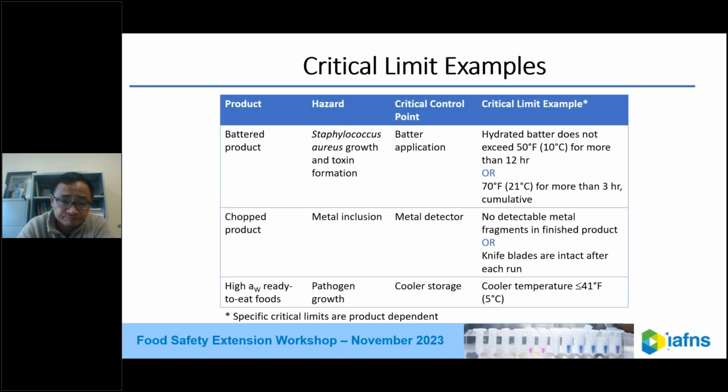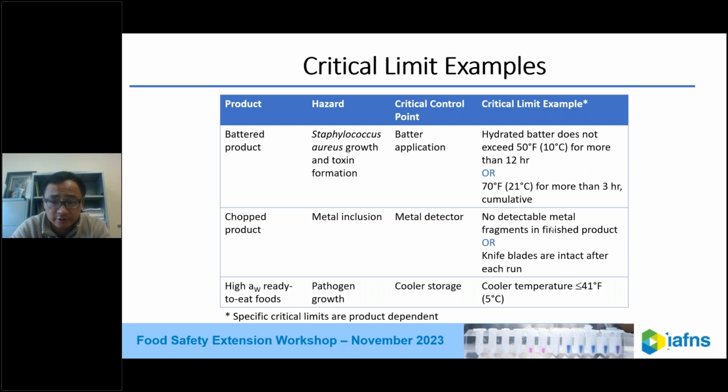So I'll give you some examples for the critical limit. On the top, you will see a battered product. Staphylococcus aureus is the hazard, and the critical control point is batter application. For the critical limit, they have two options: not exceeding 10 degrees Celsius for more than 12 hours, or increasing the temperature to 21 degrees Celsius for no more than 3 hours. However, if you use two different critical limits, these have to be pre-validated, even verified by a third party, before you do it. Another example, chopped product, metal detection. We're using a metal detector, making sure it's always on. No detectable metal in the finished products, or we can check that the knife blades are intact after each run.